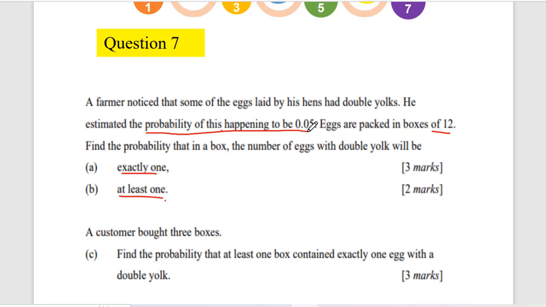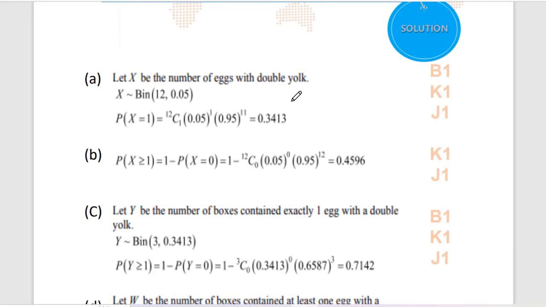Daripada sini kita nampak, dia ada bagi probability and dia ada bagi number of sample. So, ini adalah n dan ini adalah p, 0.05. So, first, awak kena define dulu X tu apa. X adalah number of eggs with double yolk. Okay, kita tengok solution. X is the number of eggs with double yolk. So, n tadi kita dah ada 12, p 0.05. So, awak letakkan dalam bentuk X binomial 12, 0.05 ni, awak dapat P1.